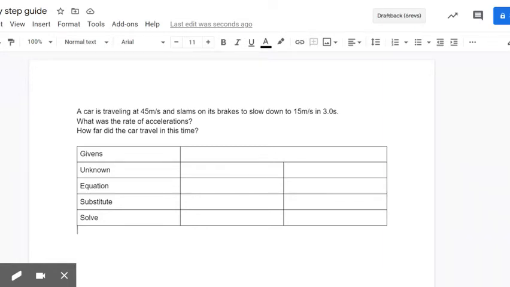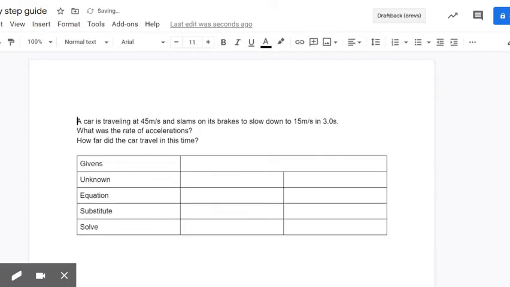Okay, so this is going to be a step-by-step guide on how to solve these problems that we've been using for uniform acceleration. So let me type very quickly the equations that we will be using this unit. These will be given to you on the exam, so no need to memorize any of these.